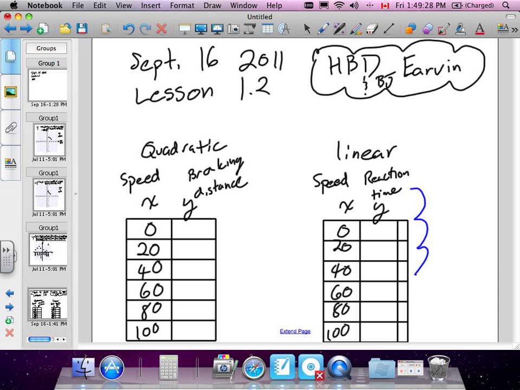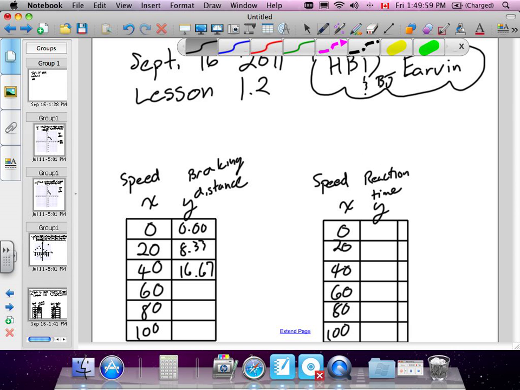So, the braking distance numbers they've given us are 0, 8.33, 16.33. Sorry. It takes that many meters to come to a complete stop. Okay? Sorry, I didn't want to call this quadratic and linear. 16.6, 22.2, and 27. Am I missing something?